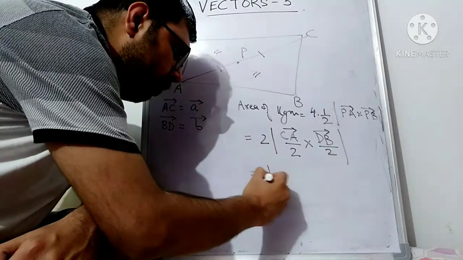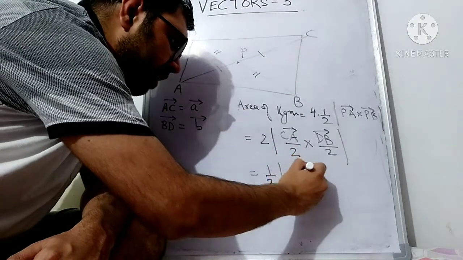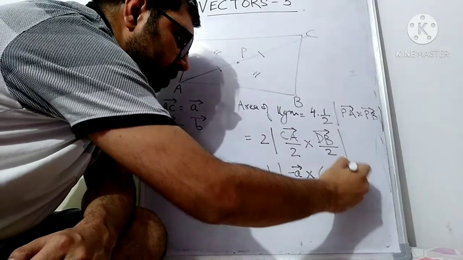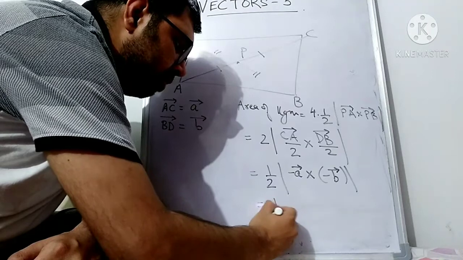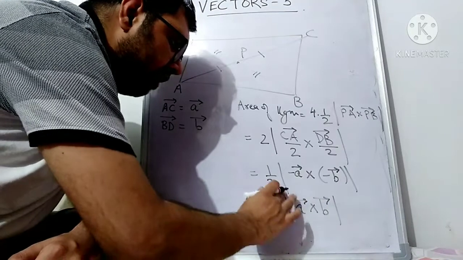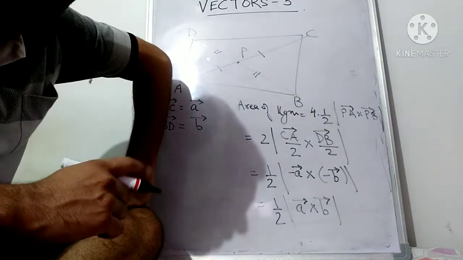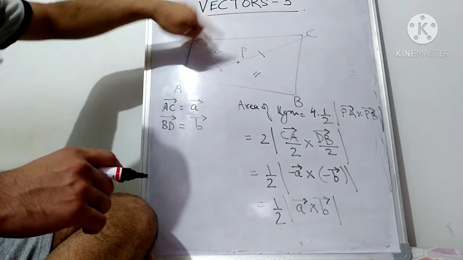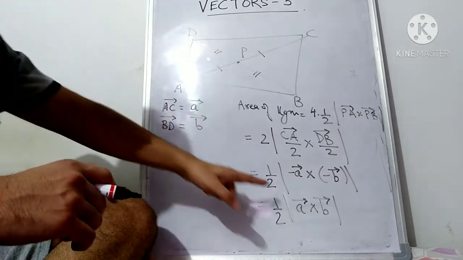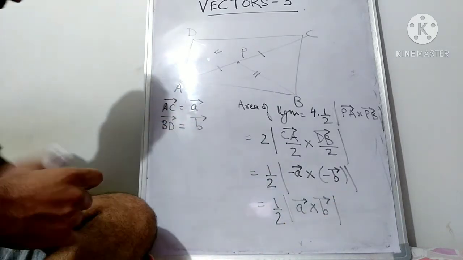So 2 by 4, this will become half, and AC vector is A, so CA vector is minus A, so minus A cross; BD vector is B, therefore DB vector is minus B. So minus A cross minus B. Minus minus will become plus. So we have the area of the parallelogram as half of mod A cross B. So this also is an important application: when we have the vectors representing the diagonals of a parallelogram, to calculate the area we take the cross product of the diagonals, take the magnitude, and then divide by 2. Okay, so this is one thing.